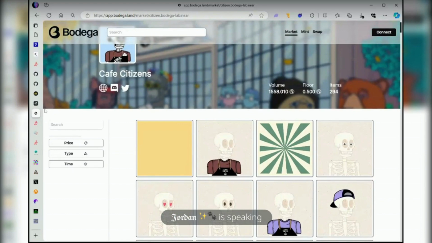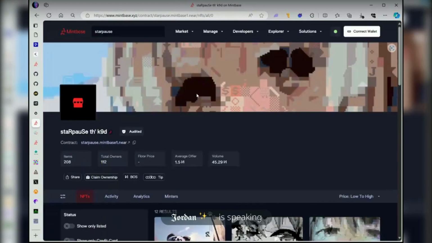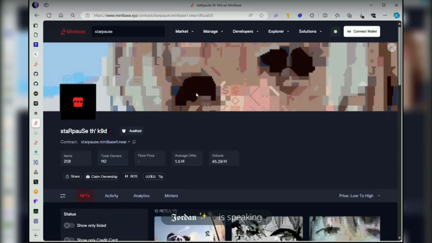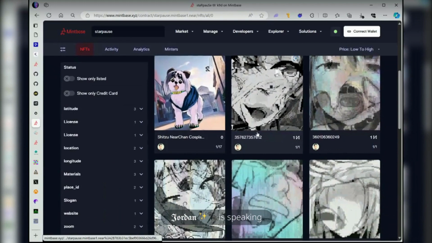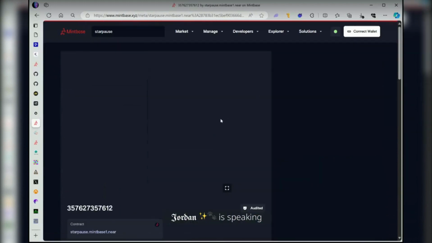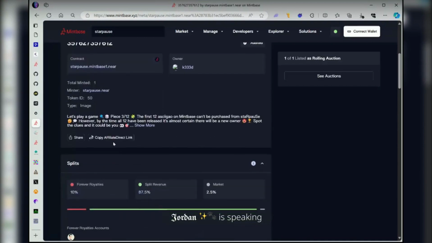And then, of course, I have to mention the Mintbase marketplace. One of the most exciting things about the Mintbase marketplace is that they have the affiliate program. So they have referral links. For any NFT on Mintbase that's for sale, you can go on that page and copy the affiliate direct link and share that. And then if that NFT sells, you get half of the trade cost.